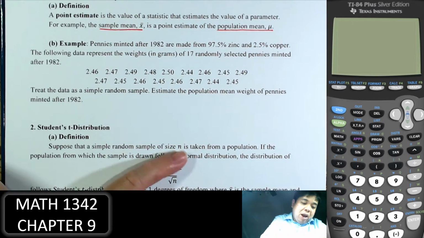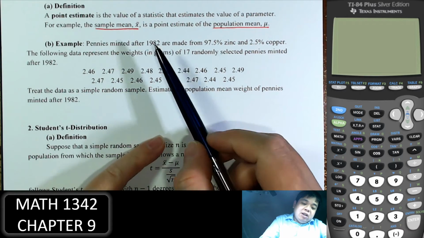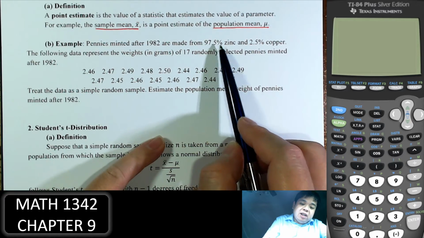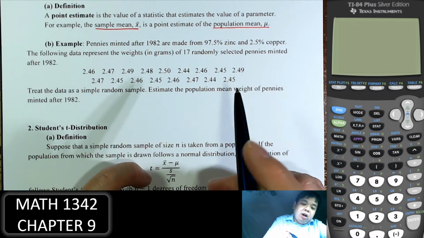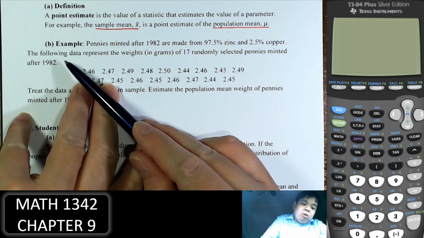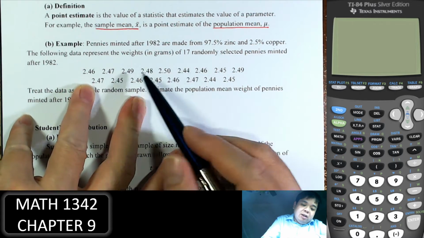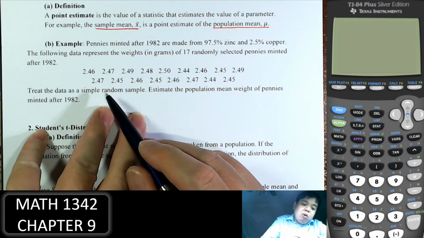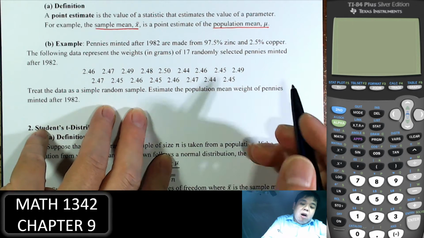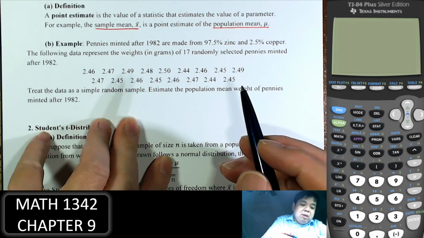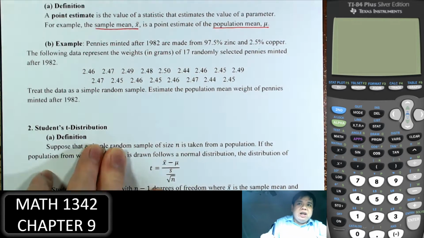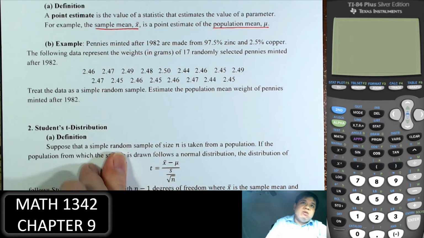So pennies minted after 1982 are made from 97.5% zinc and 2.5% copper. The following data represent the weights of pennies. Treat the data as a simple random sample and estimate the population mean weight of pennies minted after 1982. So that's easy. Put all of this into a list and then find the one variable statistics of this, which gives us the mean. Simple as that.